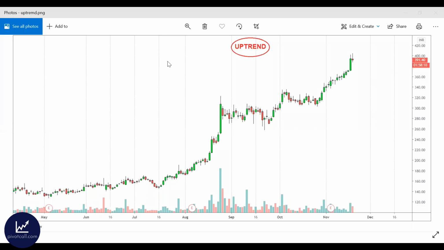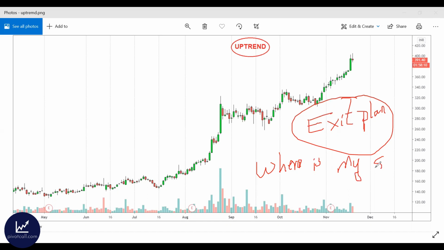That means even though you went long here on this candle, where you will keep your stop loss? Will you keep your stop loss here below that candle? Will it be here? Or if you want to keep a smaller stop loss, maybe here. That is what is known as exit plan. Where is my stop loss? You should ask yourself, where is my stop loss? Okay, I decided I'll go long. Where is my stop loss?